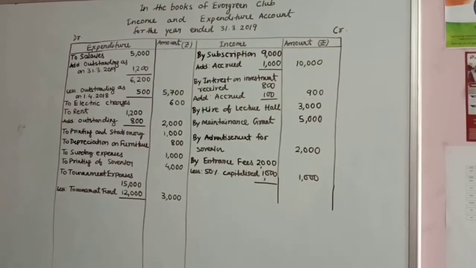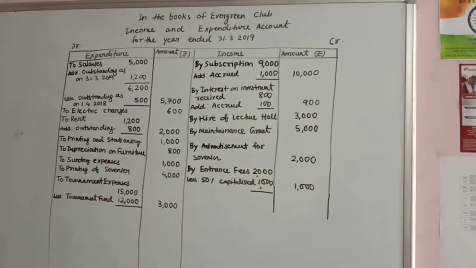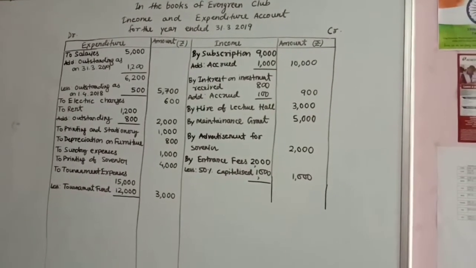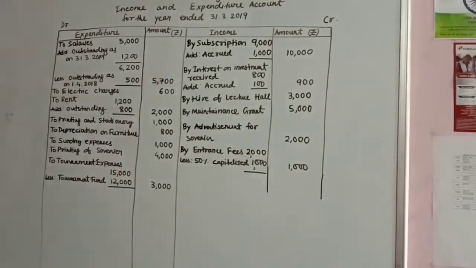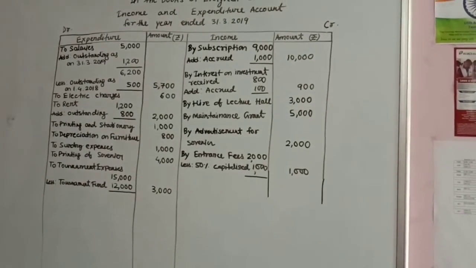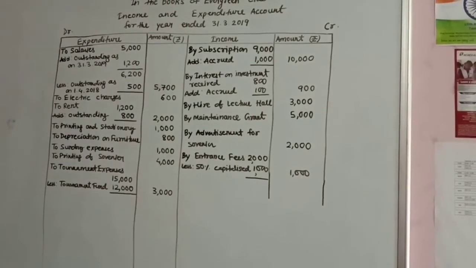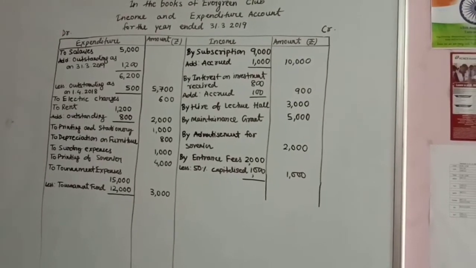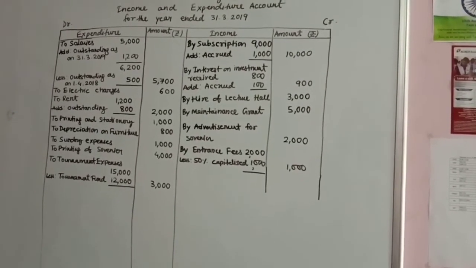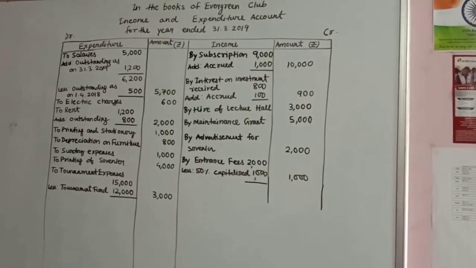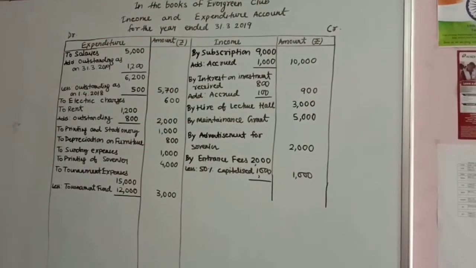We have the amount of salary, 5,700. You have electricity charges 600, rent 2,000, printing stationery 1,000. Then you have printing of a souvenir, depreciation, sundry expenses, and tournament expenses.